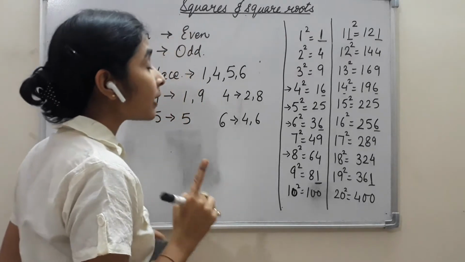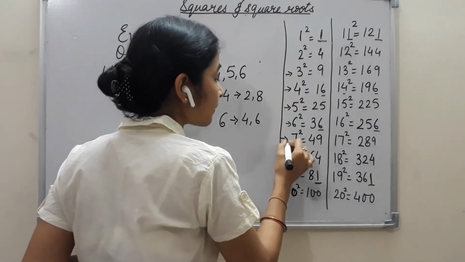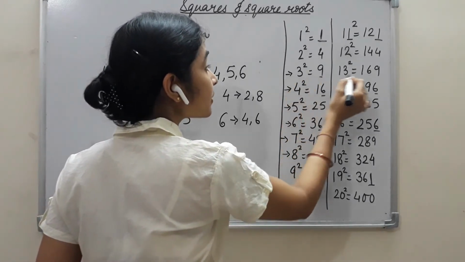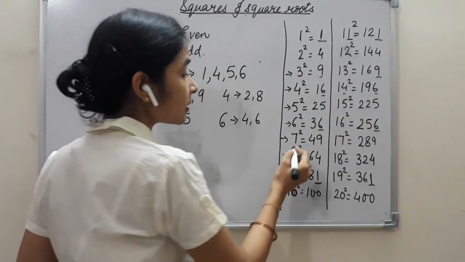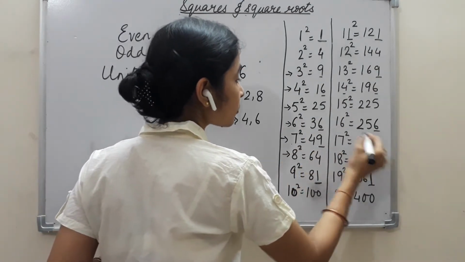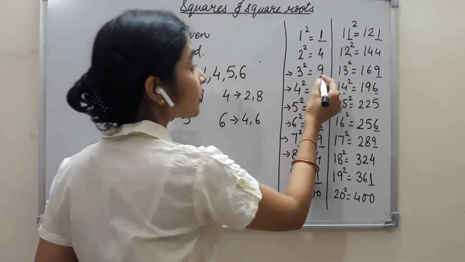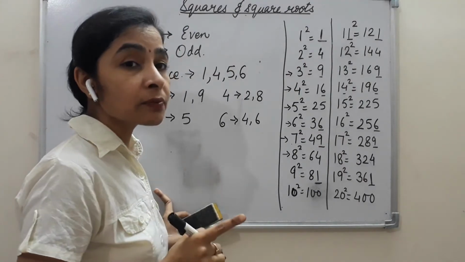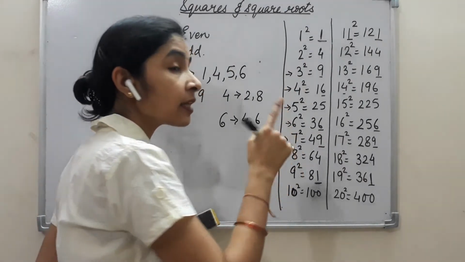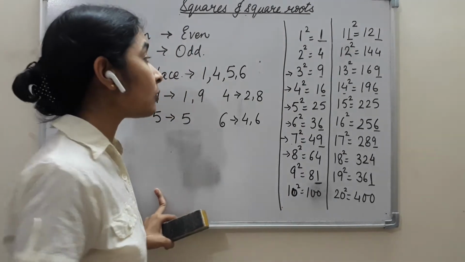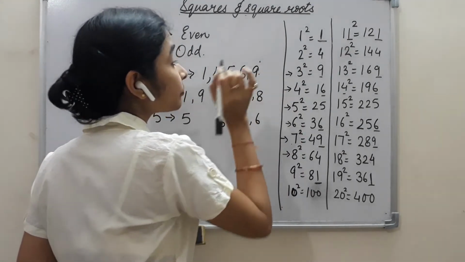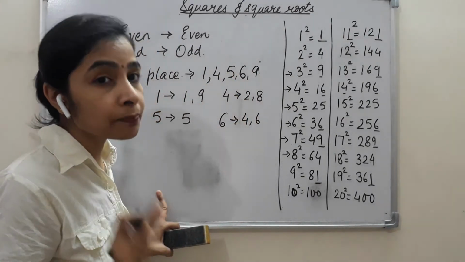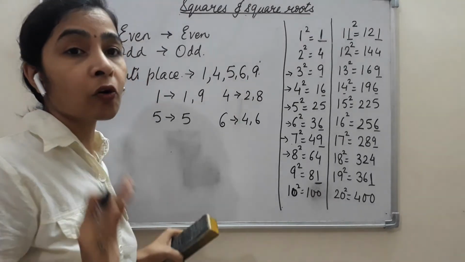Now the last numbers remaining are 3 as well as 7. If we observe these two numbers, then in their squares there is 9 at the units place. Just see, 7 square is equal to 49 and 17 square is equal to 289. 3 square is equal to 9 and 13 square is equal to 169. So if the units place is 3 or 7, then in their squares we will always get 9 at the units place. So these are the numbers which come at the units place in the squares of numbers.